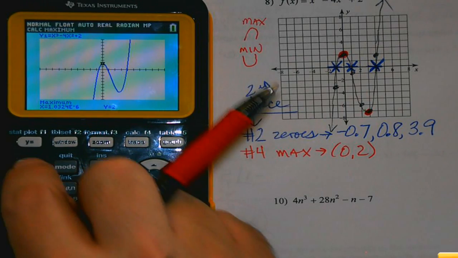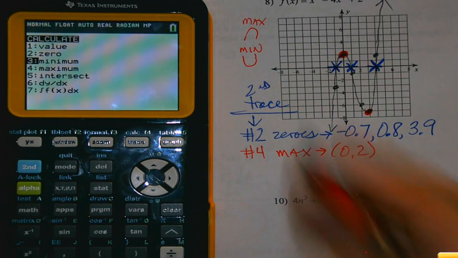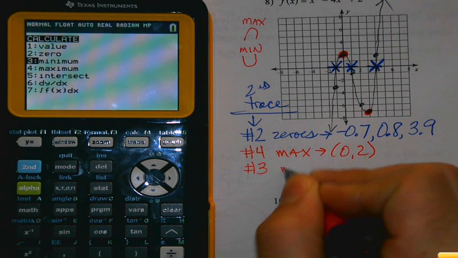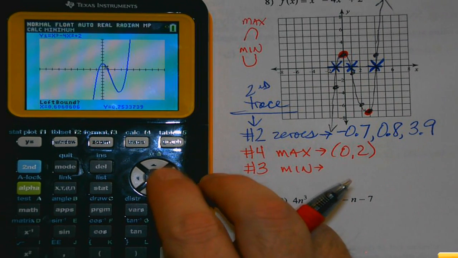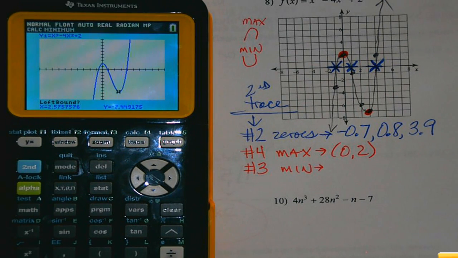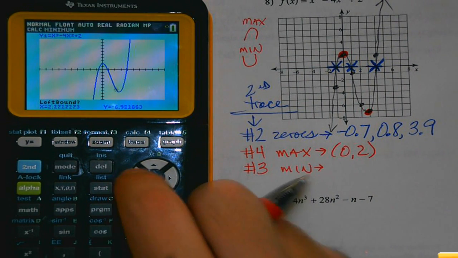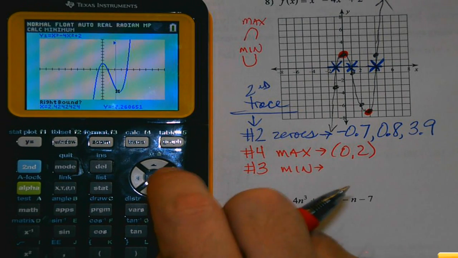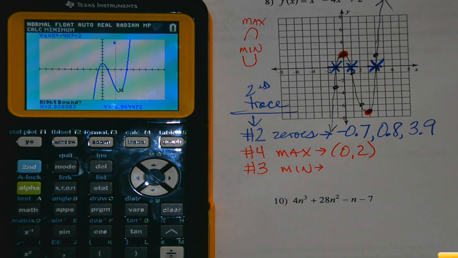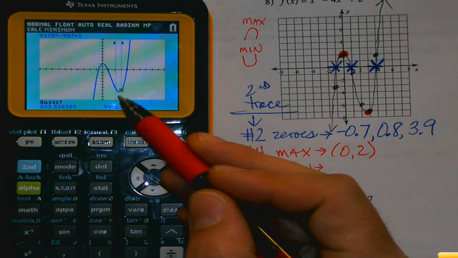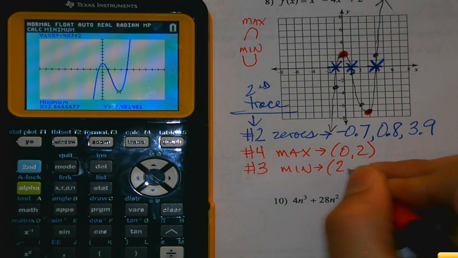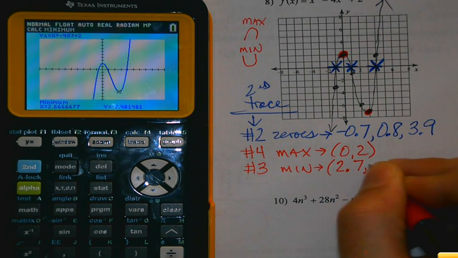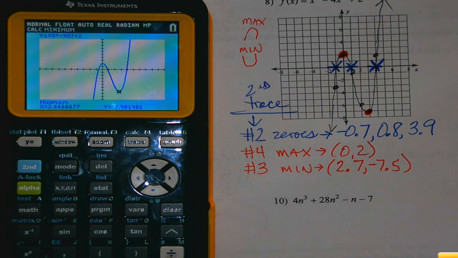Next stop, my min. Second trace. Minimum is number 3. Same thing. Arrow until you get way to the bottom there. It's pretty close. 1, 2, 3 to the left, enter. 1, 2, 3, 4, 5, 6. Enter again. We've trapped that in, which is what we want to do. And my minimum looks like it's at 2.7, negative 7.5.